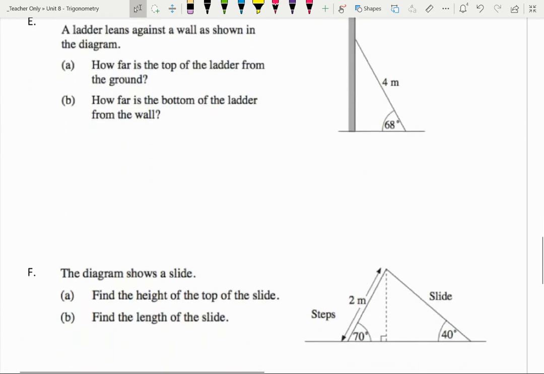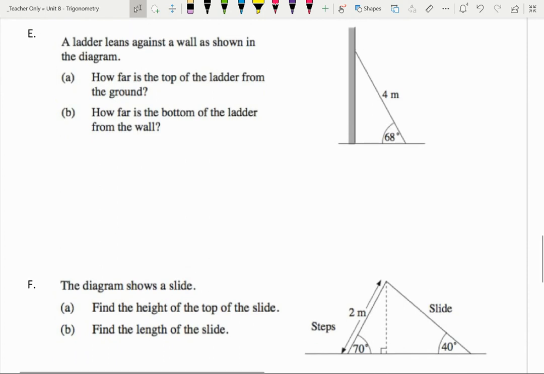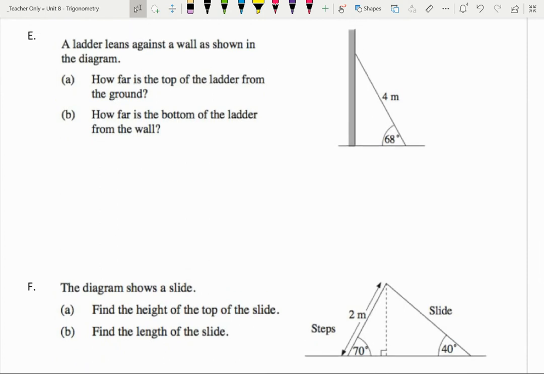Examples E and F are just a little bit different, but I encourage you to try them out. Again, they're really similar to the questions that we just looked at.